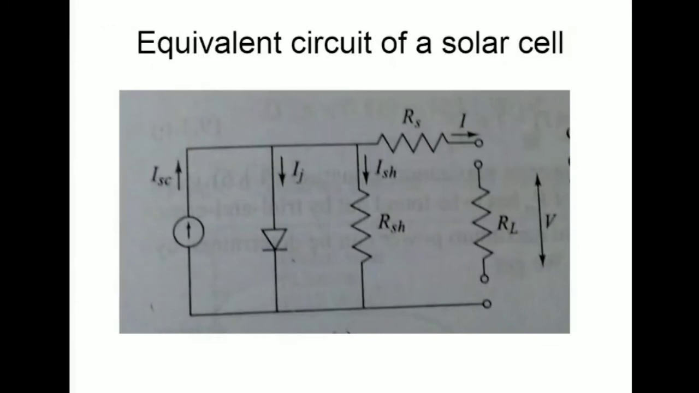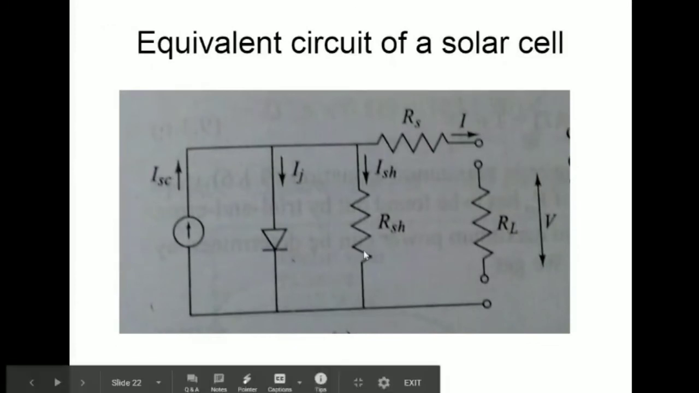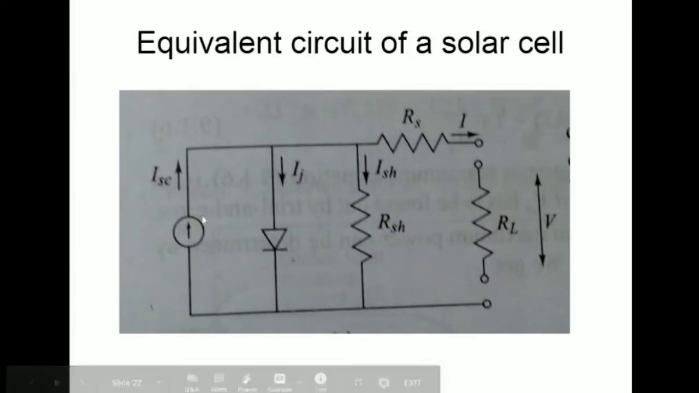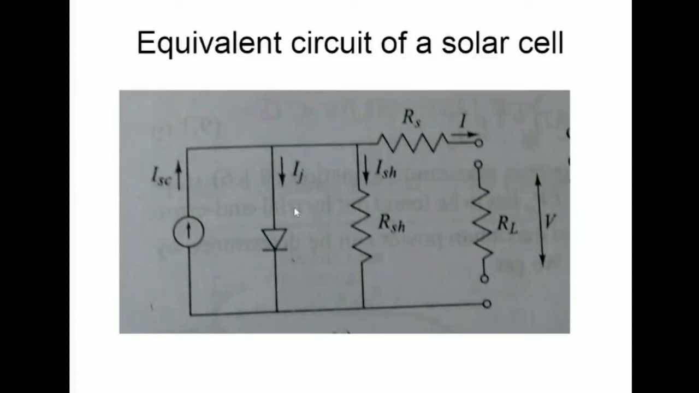Equivalent circuit of a solar cell. This is the equivalent circuit of a solar cell. It is represented as a current source of Isc. Then the reverse junction current is shown by Ij flowing through the solar cell. Then shunt current Ish flows through the shunt resistance, and the series resistance is shown connected in series with the cell. The load current is represented as I, the load is represented as RL, and the voltage across the load is represented by V.